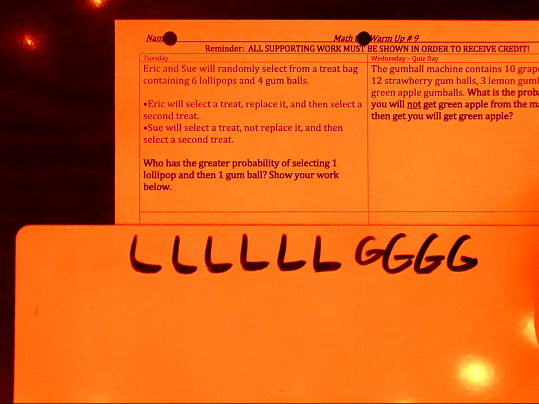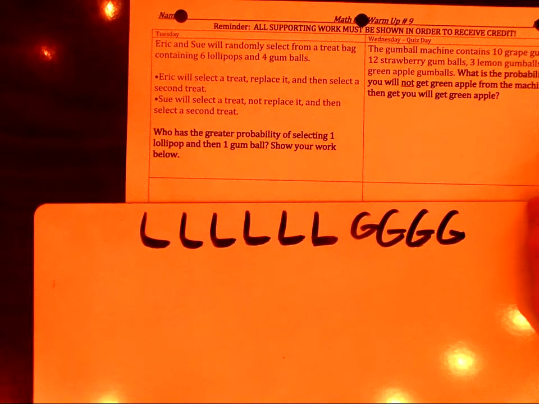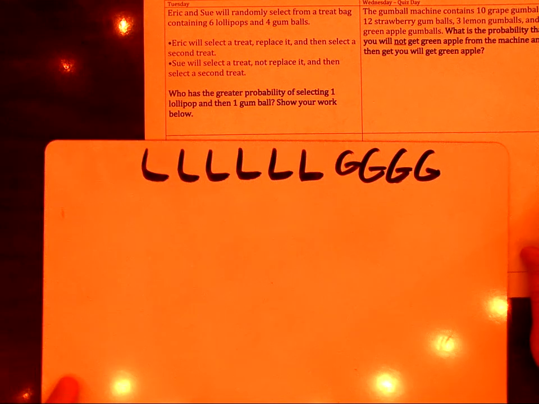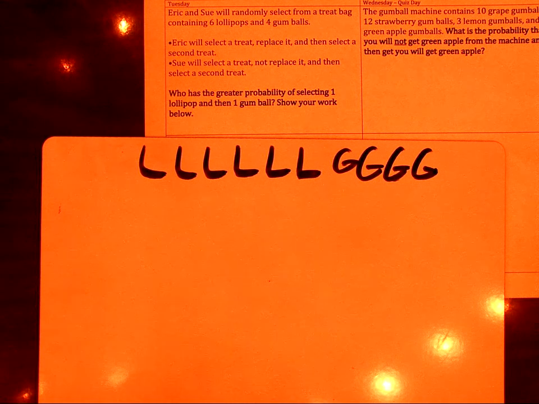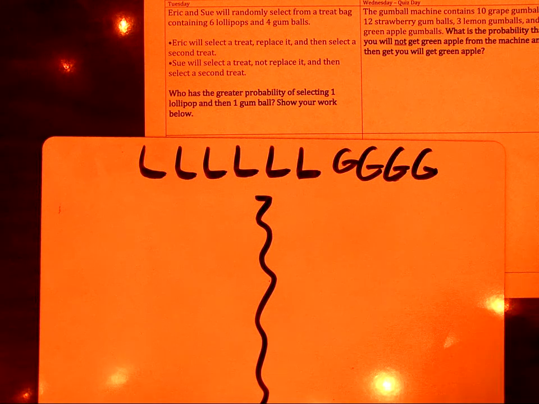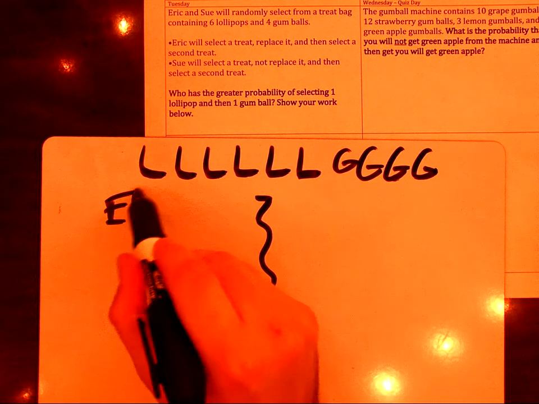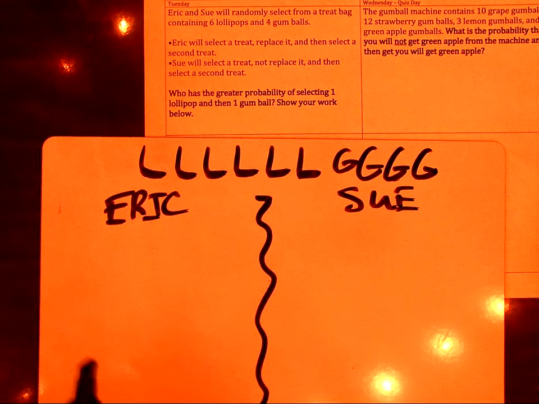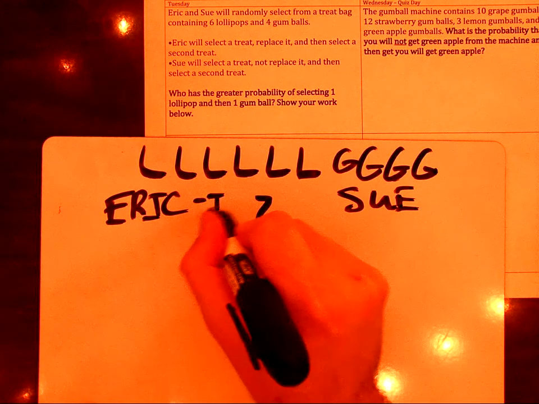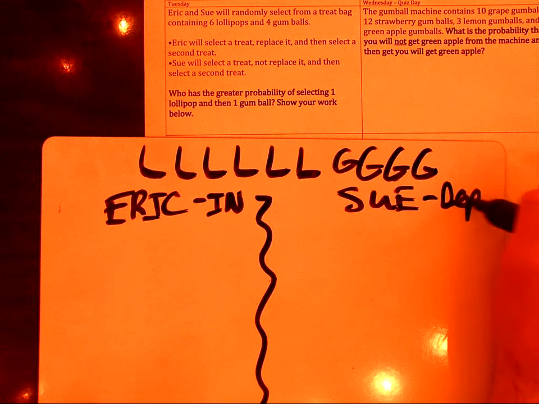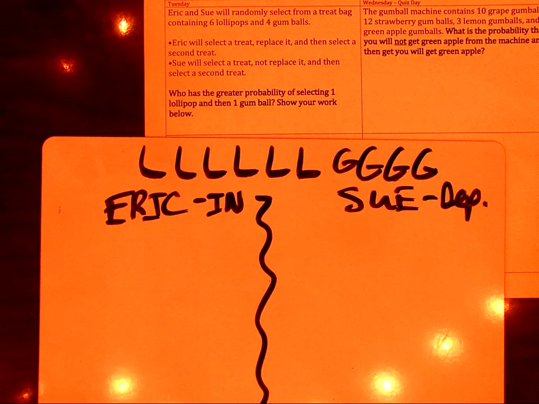Let's do that right here. Let me zoom in a little bit more. I broke it into 2 sections, Eric and Sue. Again, we said Eric was independent, where Sue was dependent. Maybe I'll get it small here, it's easier to write with.